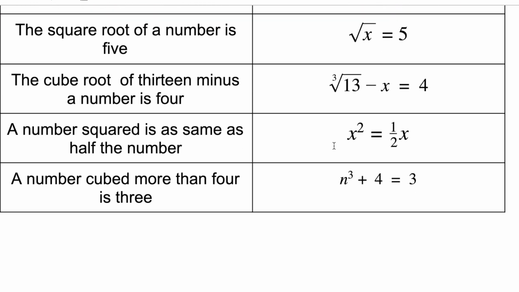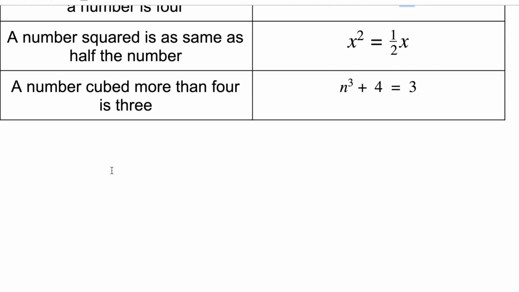The square root of a number is 5. So the square root of x is 5. The cube root of 13 minus a number is 4. Minus is x, is equal, and 4 is 4.